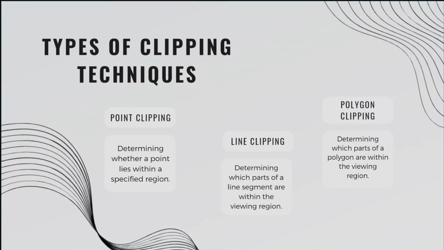Types of clipping techniques. First is point clipping. It determines whether a point lies within a specified region. Second is line clipping. It involves determining which part of line segment are within the viewing region. Third is polygon clipping. It determines which part of polygon are within the viewing region.